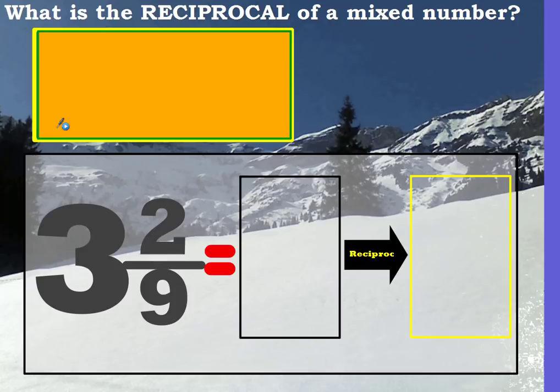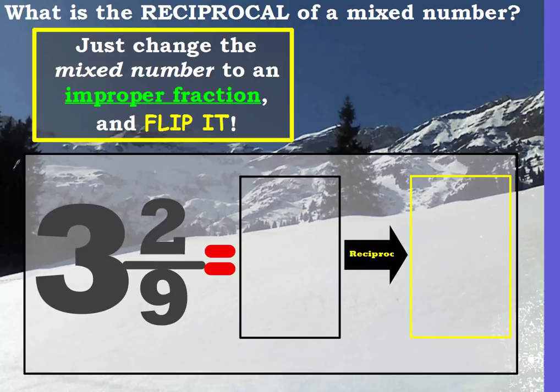What about reciprocals for mixed numbers? First we have to change the mixed number into an improper fraction, and then we can flip it to find the reciprocal. Okay, a lot of students make the mistake of keeping the whole number and then just flipping the fraction, and they think that 3 9/2 is the reciprocal. No, please do not do that. First you have to write it in fraction form.